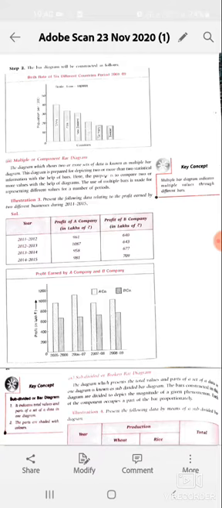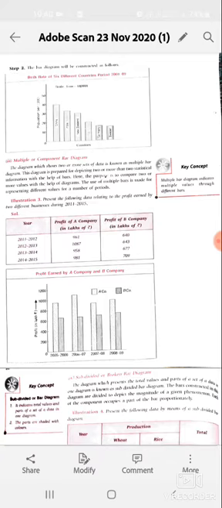Yesterday we discussed the line diagram. Today is the turn of the simple bar diagram, though we also discussed the simple bar diagram yesterday. Then we will discuss the component bar diagram and the different types of diagram we are going to discuss today. Okay, first of all, the bar diagram.